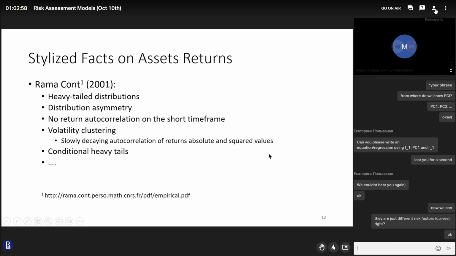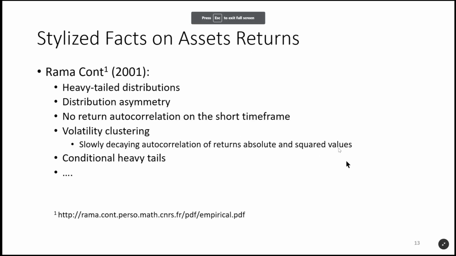Okay, let's take a look at some stylized facts on asset returns. Those facts may help you to identify the right distribution to fit. So what we know from one of the influential works from Cont in 2001, it's a paper that summarizes all the stylized facts that we know and that are still relevant, so you can actually read it. It's very interesting and useful.